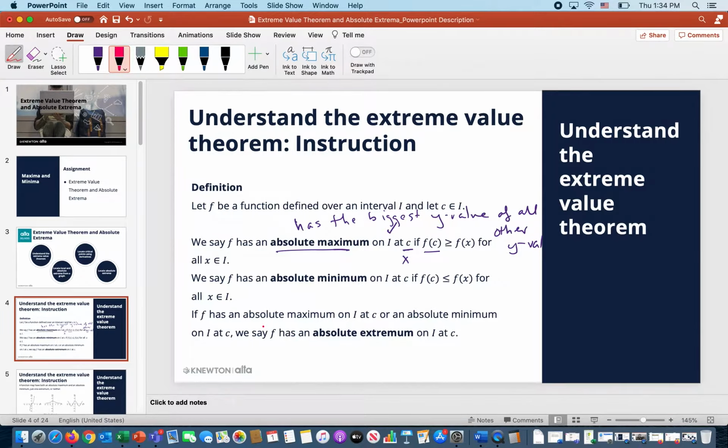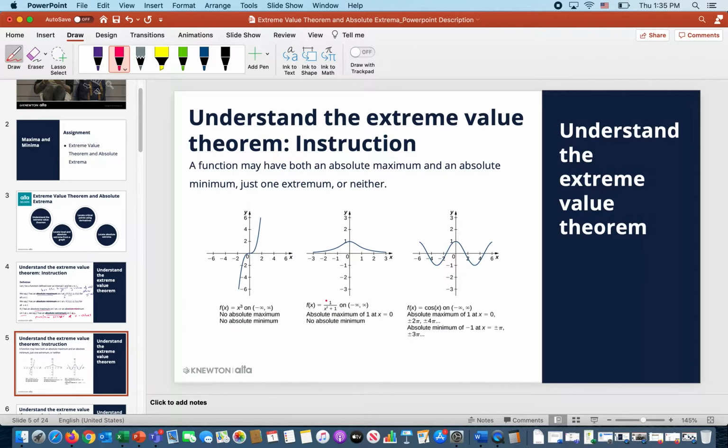If f has an absolute max or an absolute min, we say f has an absolute extremum at c. Now, again, there's a distinction we need to make, and it's this. These absolute max and mins occur at x values. So if I say where is the absolute extreme, you tell me the x value. If I ask what that value is, then it's a y value.